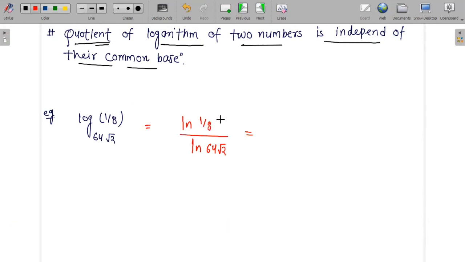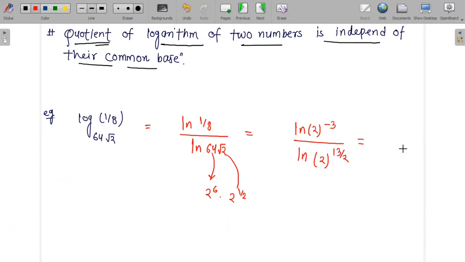Now how may I write this 1 by 8? This 1 by 8 can be written as 2 to the power minus 3, correct? And in the denominator I have ln. Now try to factorize this 64. This 64 is your 2 to the power 6, and another 2 root 2 will stand for 2 to the power 1 by 2. So there we go. We have 2 to the power 13 by 2.